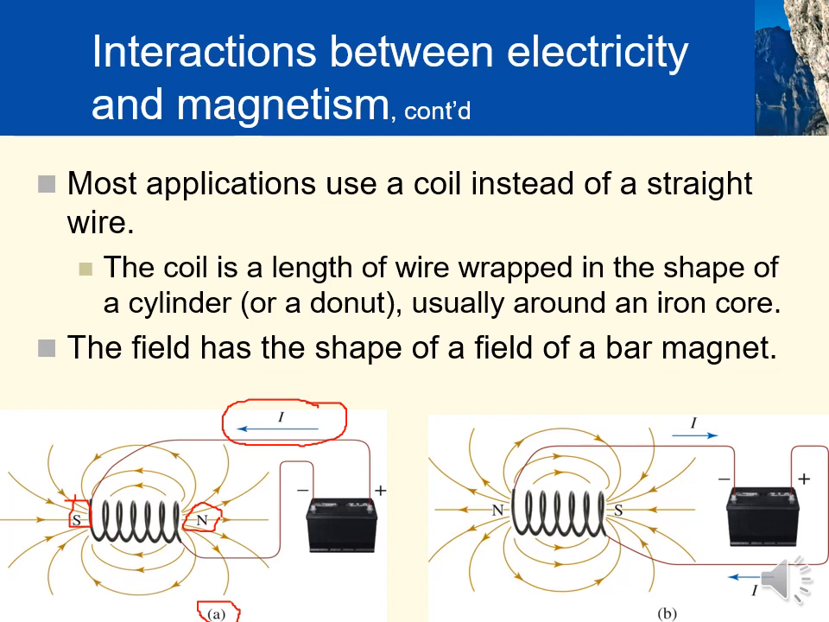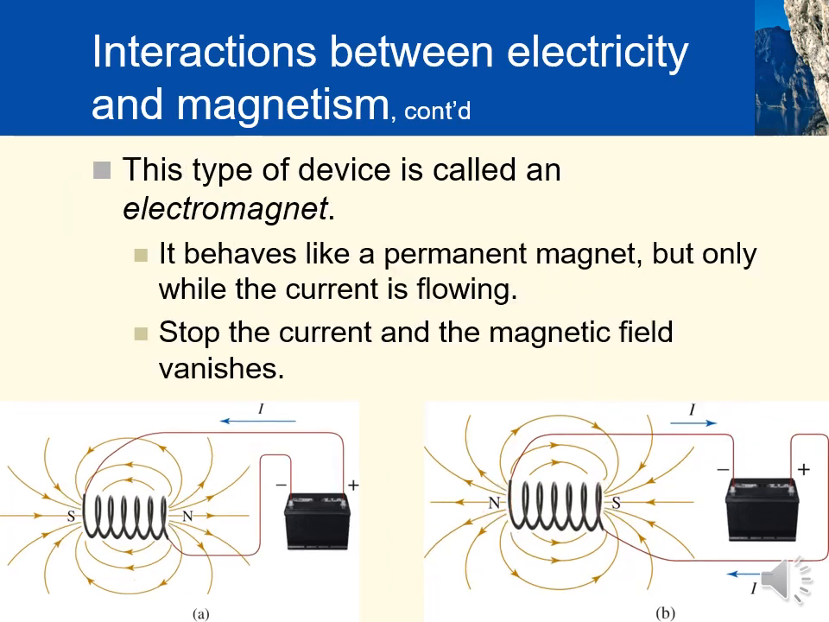However, what happens if we reverse the direction of the current? The same thing: we will have a change in the direction of the magnetic field. We will have the south pole here and the north pole here. So we see here that the magnetic field produced from the coil behaves like a permanent magnet, but only while the current is flowing. And this is considered an advantage of using a coil to produce a magnetic field over using a permanent magnet, since once the current is stopped, the magnetic field vanishes.